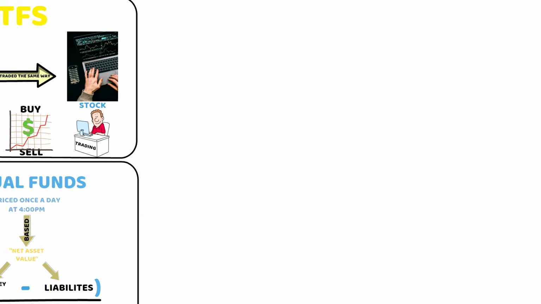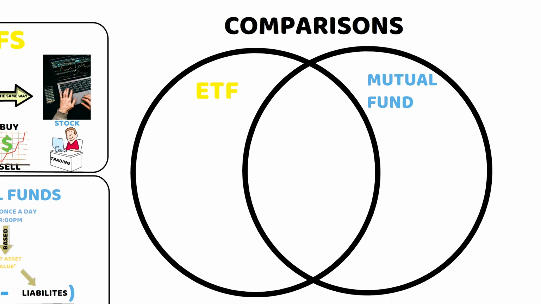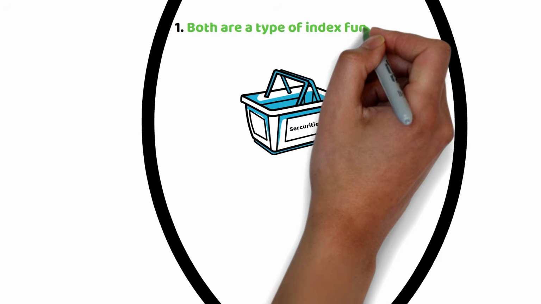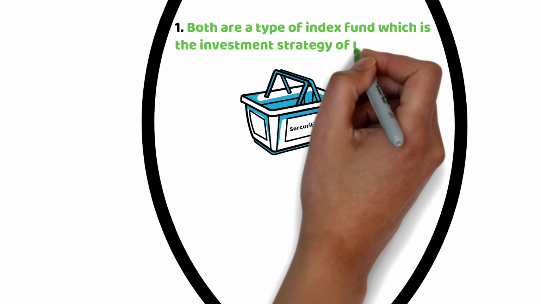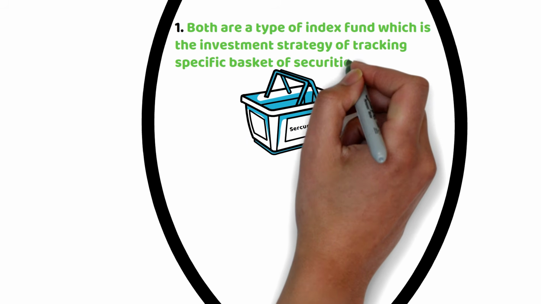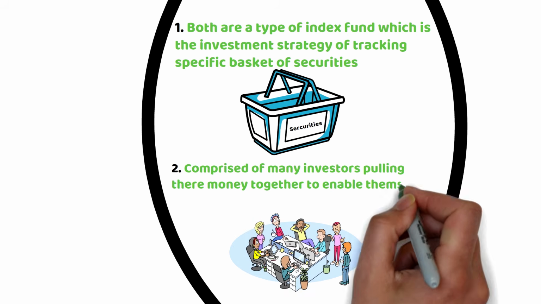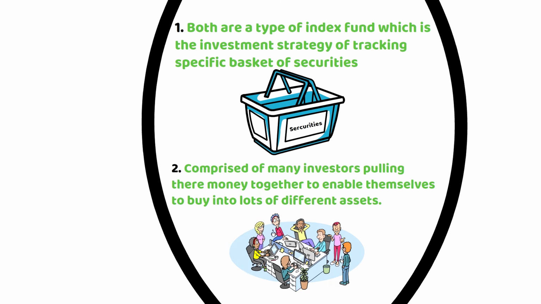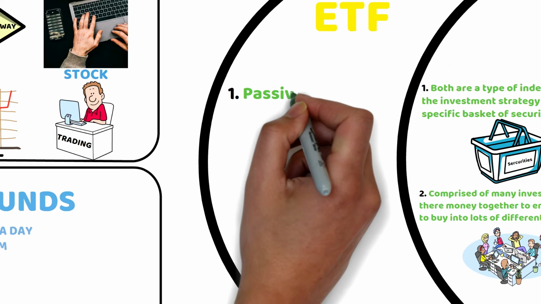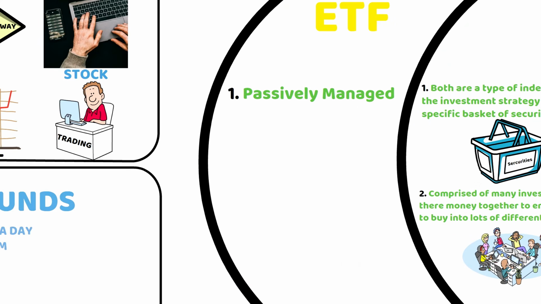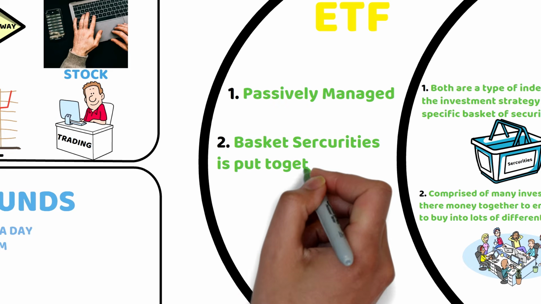So let's zoom out and look at this Venn diagram to summarize our understanding. ETFs and mutual funds have a lot of overlapping qualities, but do have differences as well. ETFs and mutual funds are both a type of index fund, which is the investment strategy of tracking a specific basket of securities. They are both comprised of many investors pulling their money together to enable themselves to buy into lots of different assets. The difference in an ETF is that it is commonly passively managed, and the basket of securities is put together by a specific set of rules.